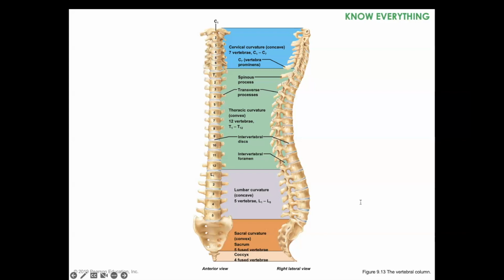Do know how many vertebrae are in each. Know the order that they're in. So cervicals first, then thoracic, then lumbar, and then again sacrum and coccyx. And then you will not have to know anything about specific numbers of vertebrae except for the first two cervical vertebrae, which we'll go over here in a second.